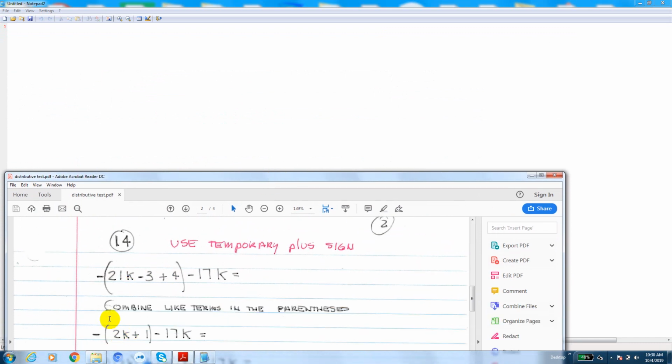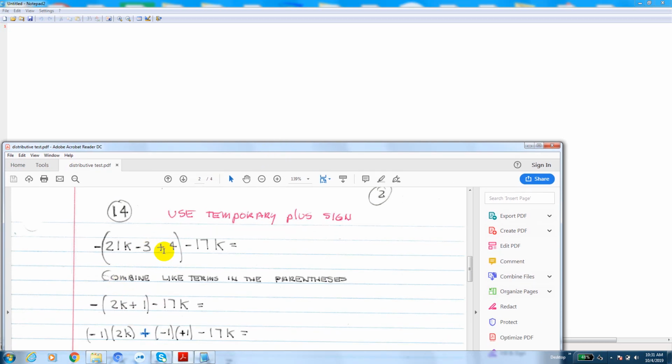You can go minus 2. You combine them. You do this minus 3 plus 4 to get a positive 1. And you carry everything down and you go that way. And then now it's time to apply the temporary plus sign. You do minus, and then there's an implied 1, minus 1 times 2k.